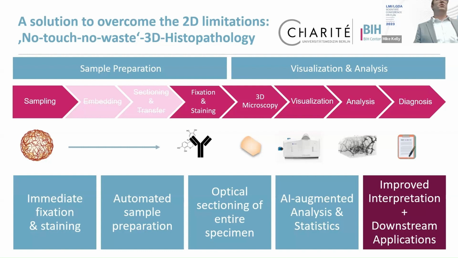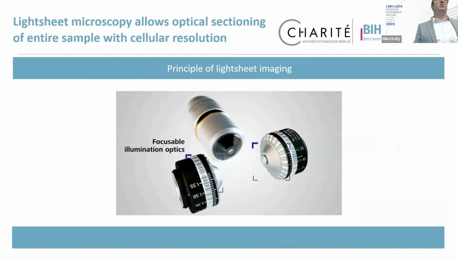And then you have all 2D sections. You can do 3D visualization, like in an angio-CT, for example. And then you can use artificial intelligence to quantify, to segment structures of interest. And using this approach, we now get a much better understanding of the tissue microenvironment. And as it's a no touch, no waste approach, tissue is still available for downstream applications such as proteomics or NGS sequencing. So that's a short video from Zeiss.